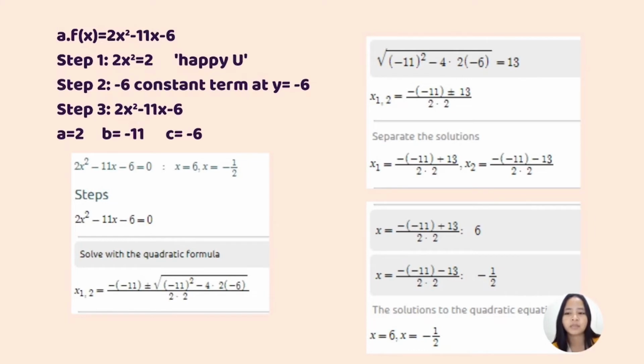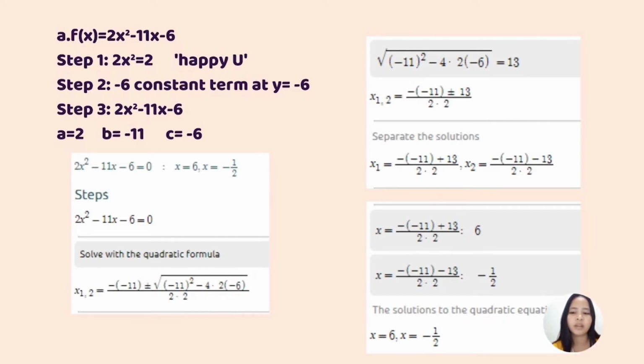x equals 11 plus and minus the square root of negative 11 squared minus 4 times 2 times negative 6, over 2 times 2, is equal to 11 plus and minus the square root of 121 plus 48 over 4, is equal to 11 plus and minus the square root of 169 over 4. It is equal to (11 + 13) / 4, which is 6, and x is equal to (11 - 13) / 4, which is negative 1/2.